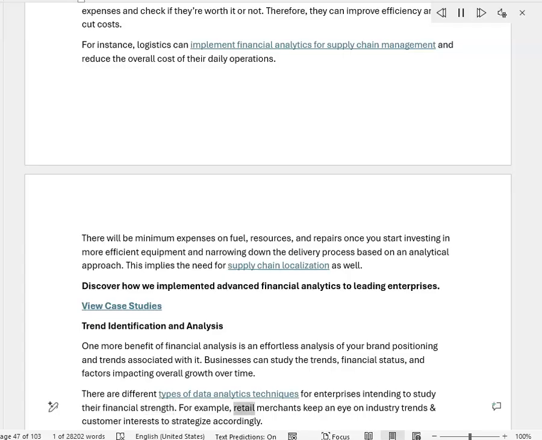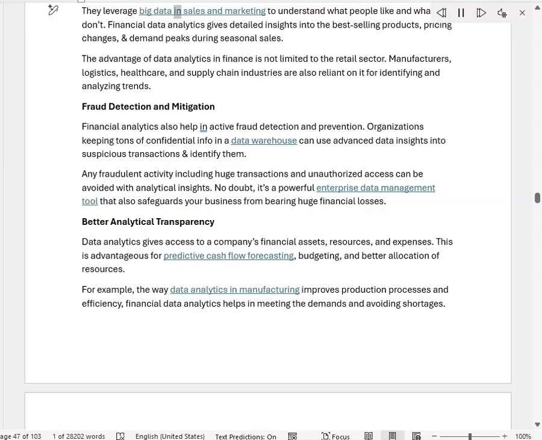For example, retail merchants keep an eye on industry trends and customer interests to strategize accordingly. They leverage big data in sales and marketing to understand what people like and what they don't. Financial data analytics gives detailed insights into the best-selling products, pricing changes, and demand peaks during seasonal sales. The advantage of data analytics in finance is not limited to the retail sector. Manufacturers, logistics, healthcare, and supply chain industries are also reliant on it for identifying and analyzing trends.